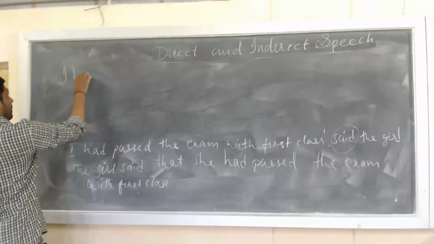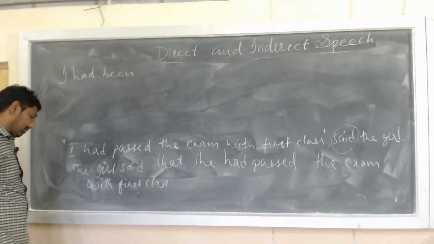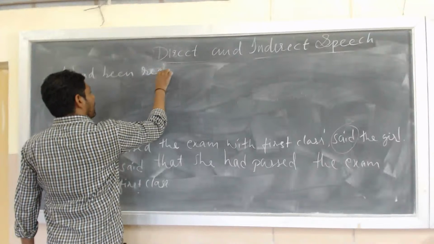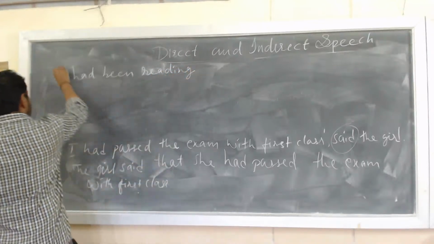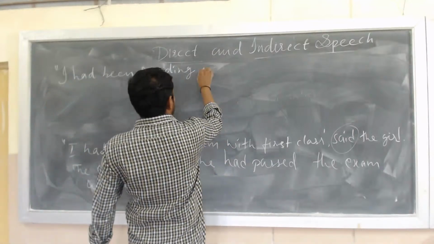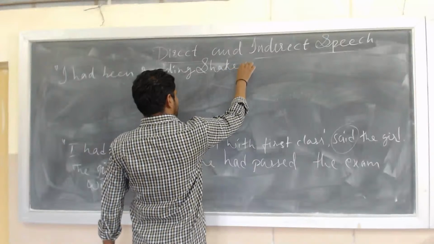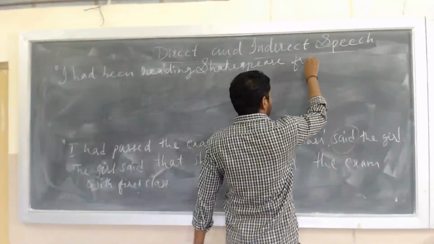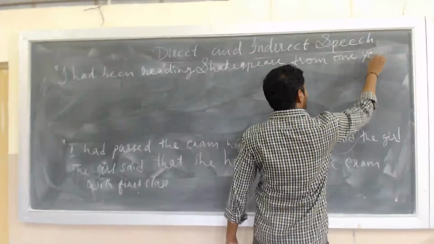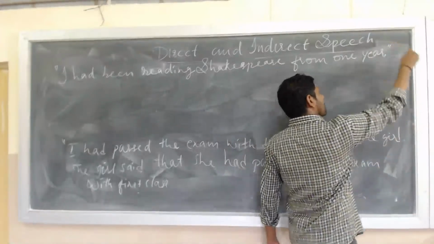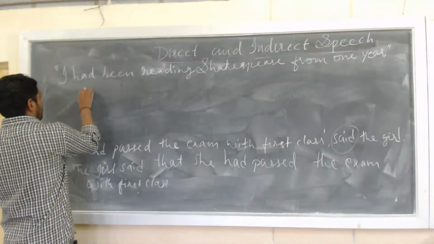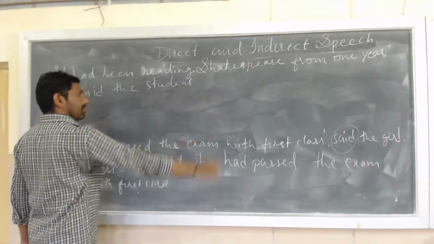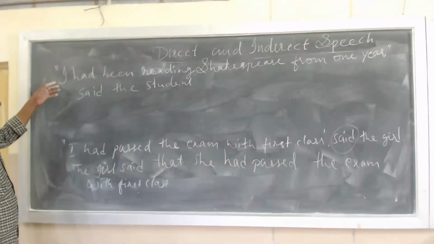"I had been reading Shakespeare for one year." I had been reading what? Shakespeare for one year. Close the inverted commas at both ends and put the comma. Said the student. Now you change this one from direct to indirect.